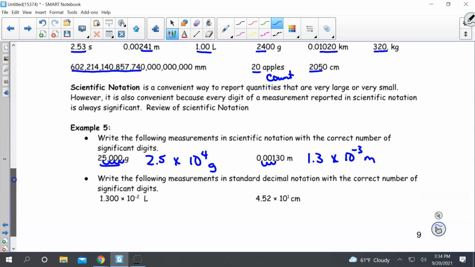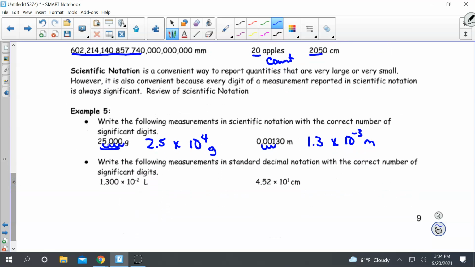Okay? This should be kind of a review. Reverse and do the other. So this is a negative 2. That means I need to move the decimal 2 places to the left. So my number would be, going back to standard form, 0.01300 liters. I got to include those. They're significant. And on the last one, this would be 45.2 centimeters. I'd move my decimal 1 place. Okay? So that just goes through a few examples there.